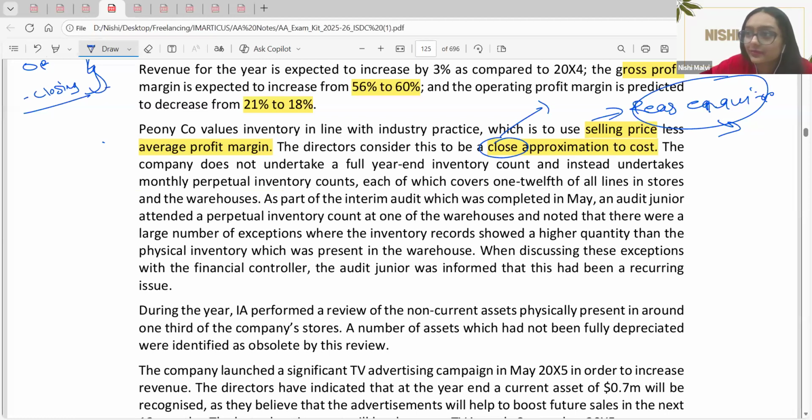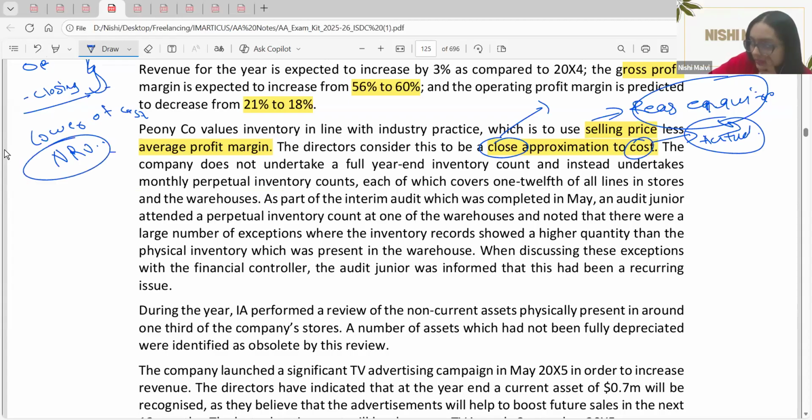One more. So close approximation bola na. One more you need to consider. They are saying that this is close approximation. Approximation to cost. एक चीज भूल रहे हो. Actual cost से compare करके देखो. है ना? Because as per the inventory standard, you have to record your inventory at the lower of cost and NRV, right? And the NRV is the selling price. Check for the NRV as well, right?